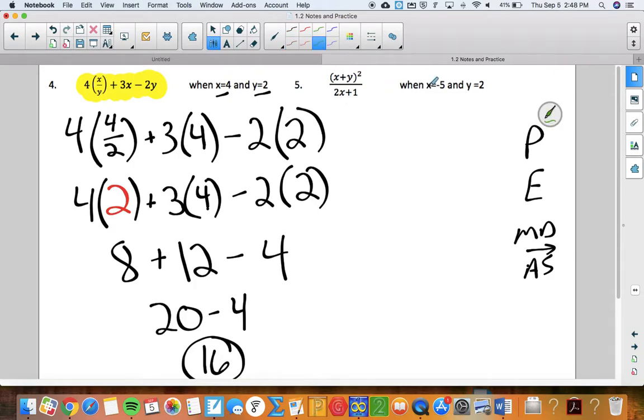Over here, wherever I see an x, I put in -5. Wherever I see a y, I put in 2.